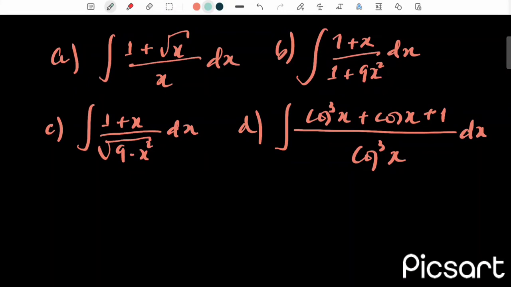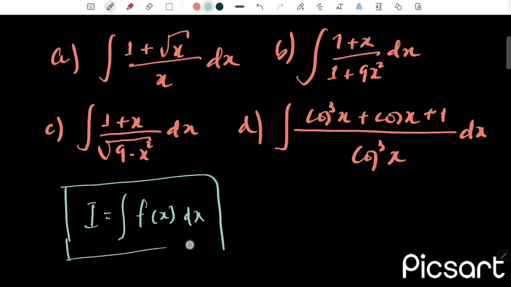For today, we will solve these 4 exercises of integral using integrals by decomposition. This means that we have an integral written as the integral of f d of x, but we don't have a way to solve this integral directly, that means using the direct integral techniques that we have learned until now.